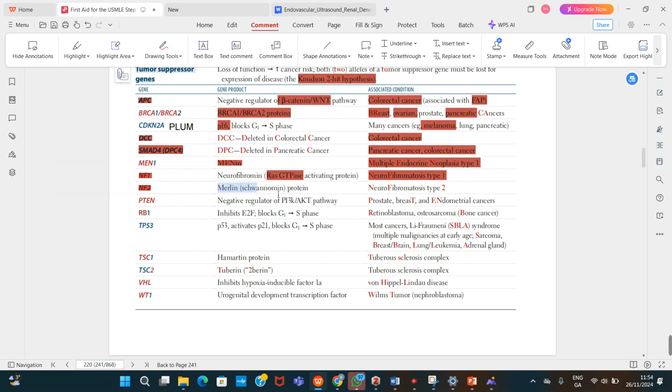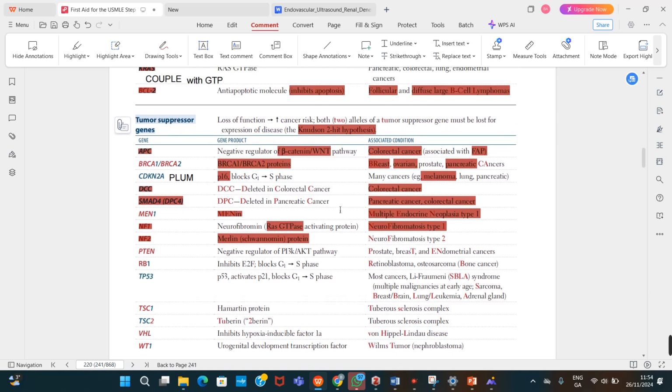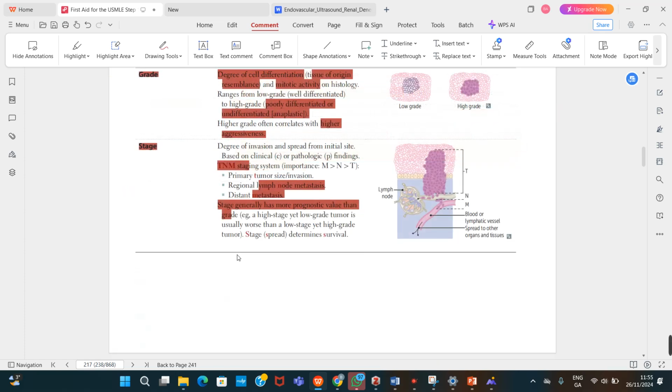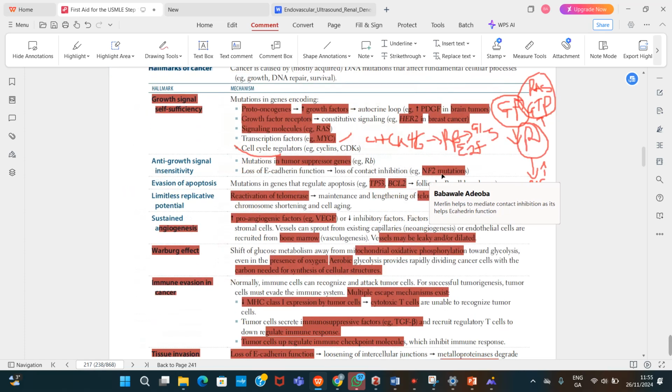What is Merlin? Anybody remember? I've mentioned it briefly. I want to see if we're actually following. I mentioned Merlin somewhere. It's a component of something. Well, I know we might not be able to take it in at that point, so I'm going to mention it again. Merlin is a component of, it allows for E-cadherin to function. See, NF2 mutation, loss of E-cadherin function.